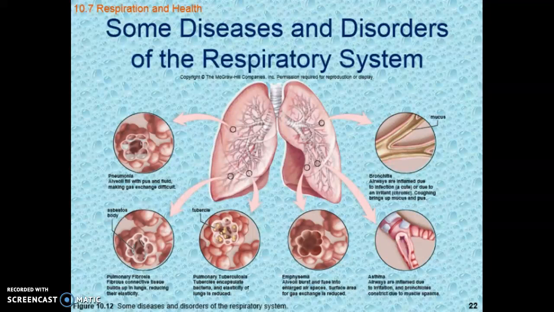All right, here's just a diagram of those different diseases. All right, the pneumonia, the alveoli filled with pus and fluid, making gas exchange difficult, pulmonary fibrosis. You have the issue with the fibrous connective tissue that builds up, reducing their elasticity, reducing the ability to move air in and out of the lungs. And in this case, you have asbestos causing that problem. Then you have tuberculosis. And in this picture, it says pulmonary tuberculosis because you can actually have those tubercles build up at other places in the body. But typically when one hears about tuberculosis, they think of the lung disease.